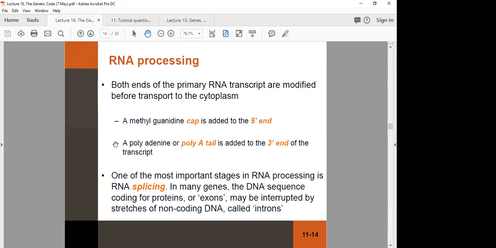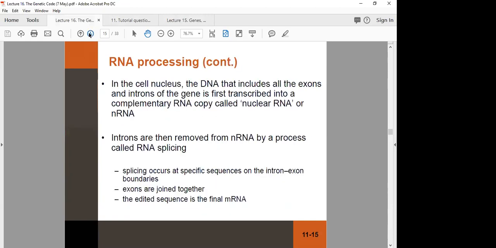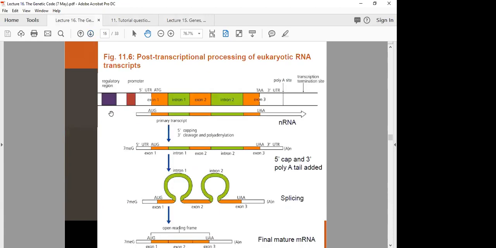Second modification to the RNA molecule: a polyadenine or poly-A tail is added to the 3' end of the RNA molecule. And the third part of the RNA processing is called RNA splicing. And I'll show you that in just a minute. I'll come back to this slide. Here we go. Let's look at processing of RNA.